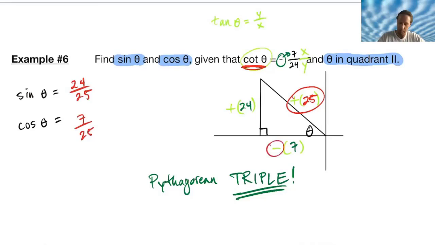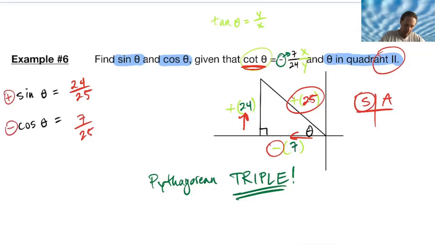So whether you figure it out by the direction for those, or you figure it out because we know we're in quadrant 2 and you write this down. I knew sine was going to be positive and cosine negative. However you do it, don't lose your sign.